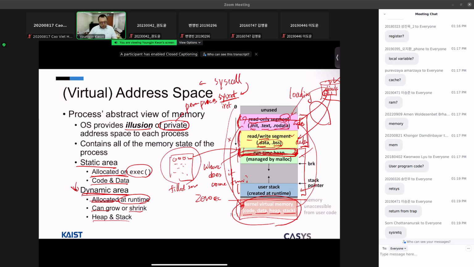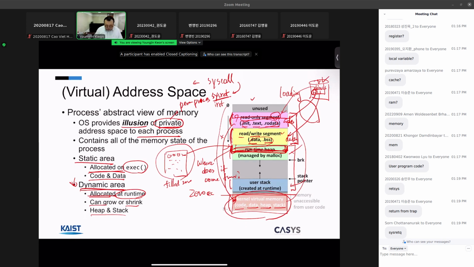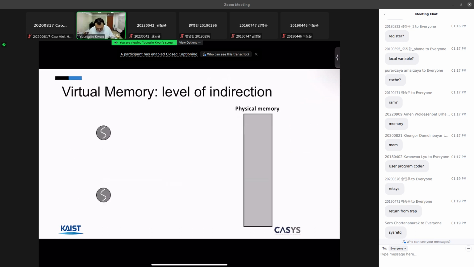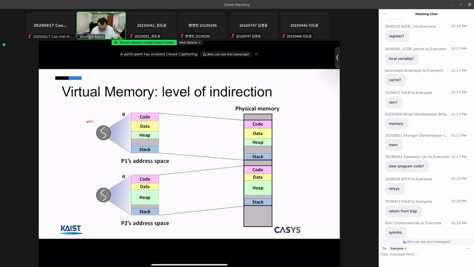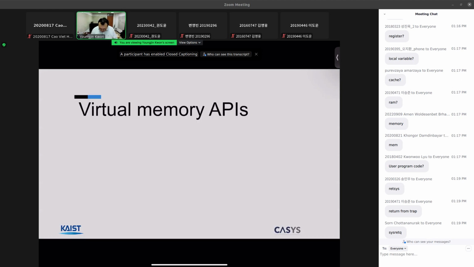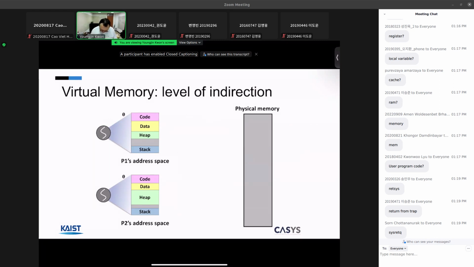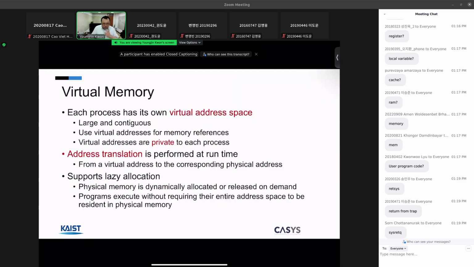Again, I want to emphasize that this is for each process. So that is the virtual address space, and we elaborated the concept of virtual address space. Sorry, it seems like this slide is not updated. I'm sorry, but I will talk about it later. Okay.